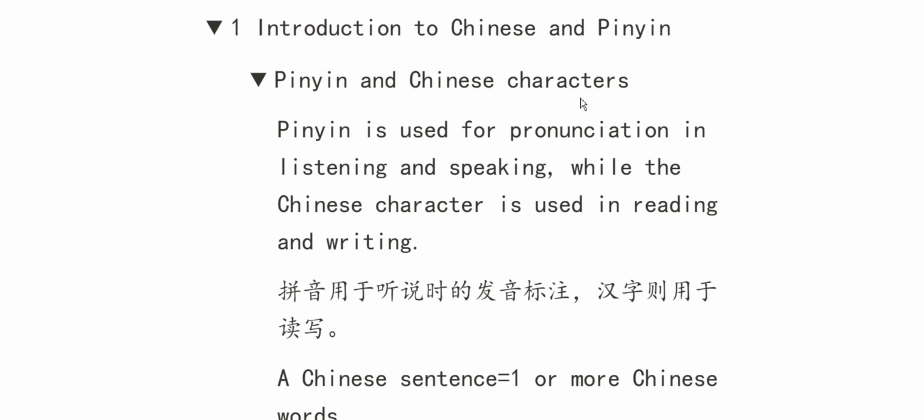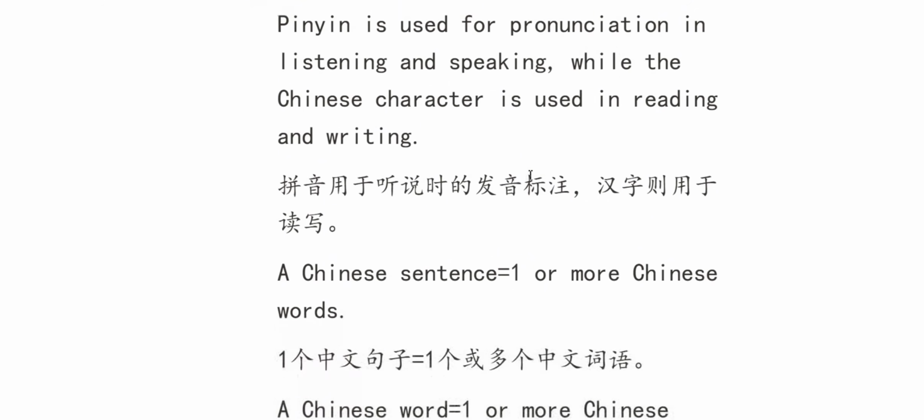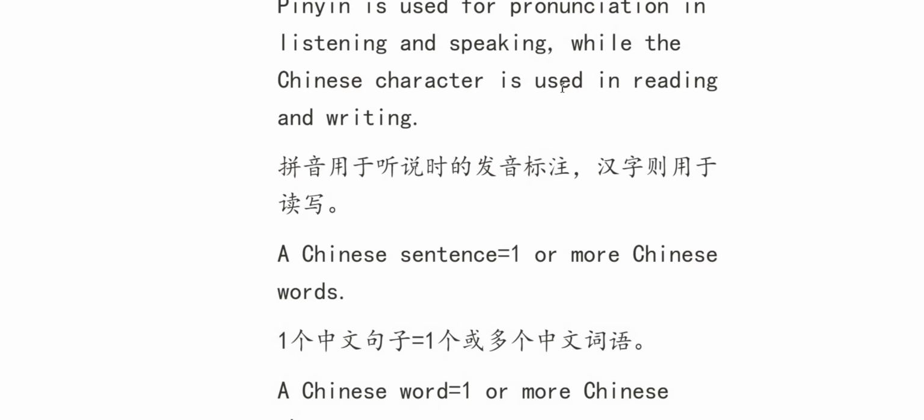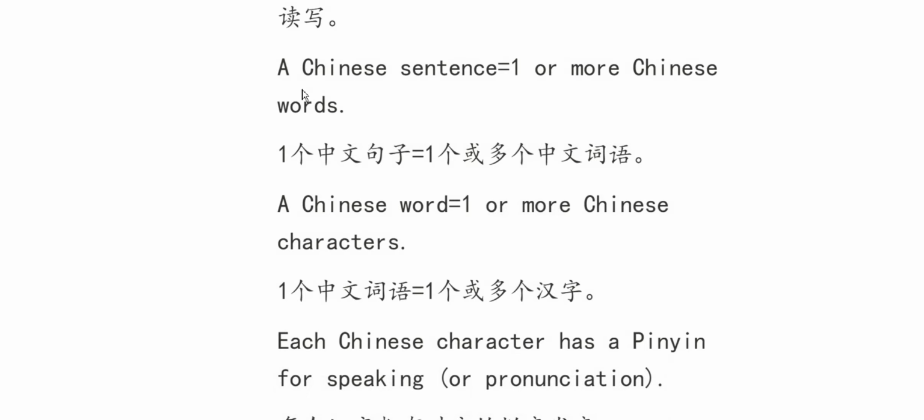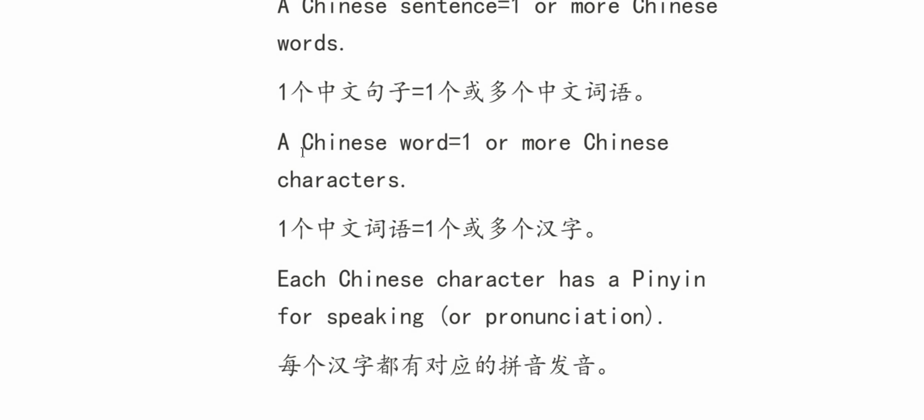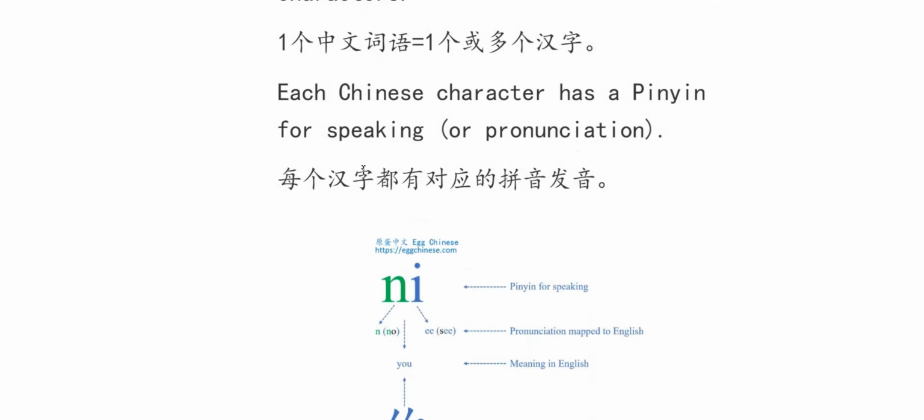First, Pinyin and Chinese characters. Pinyin is used for pronunciation in Chinese listening and speaking, while the Chinese character is used in reading and writing. And a Chinese sentence is 1 or more Chinese words, and a Chinese word is 1 or more Chinese characters. Each Chinese character has a pinyin for speaking or pronunciation.